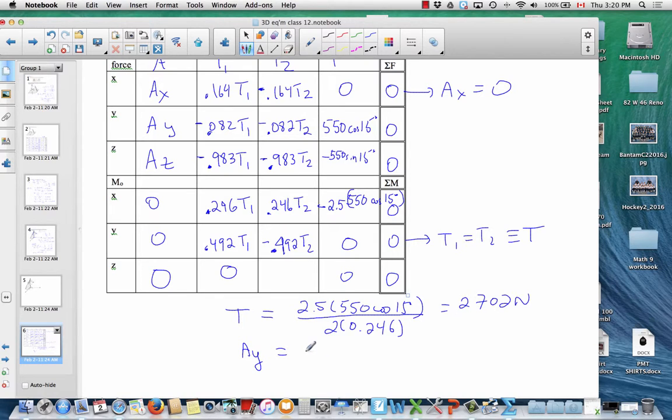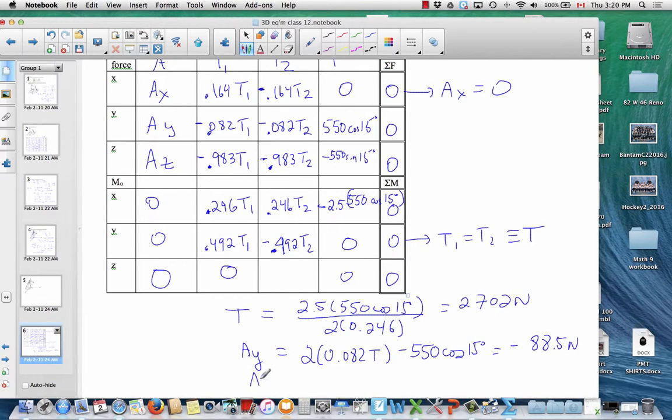Solving for AY, well, you could see it's 2 times 0.082 tension minus 550 cos 15. So it actually ends up being negative. No harm done there. That just means that the ball and socket joint is actually pushing in the negative Y direction, and it's 88.5 newtons.